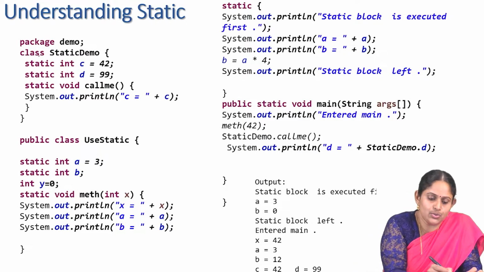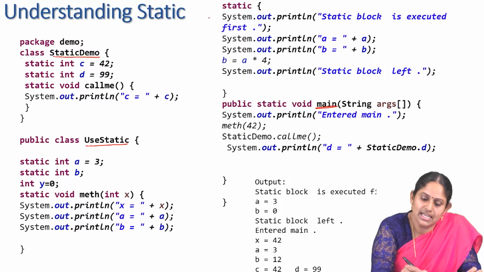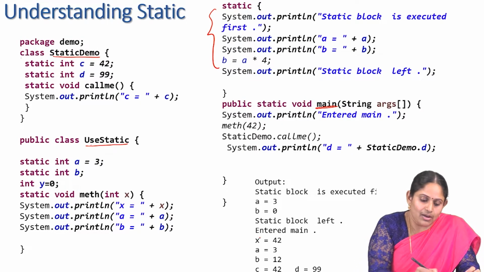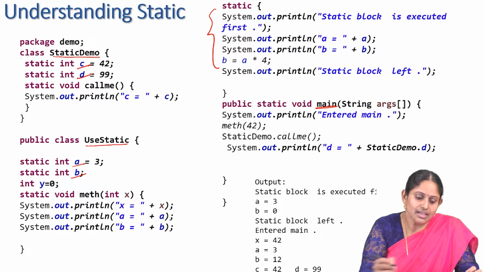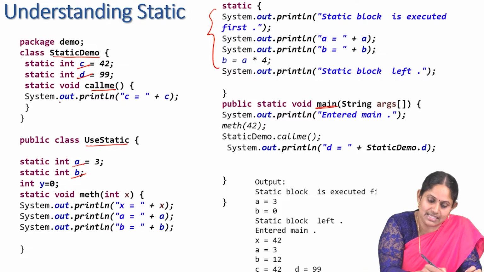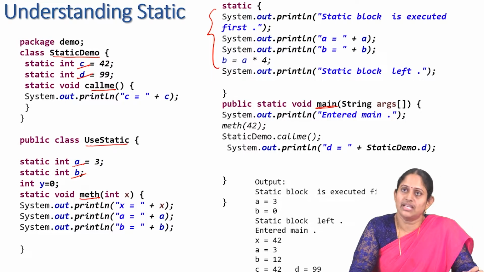So here we have two classes. One is staticDemo and the other is useStatic. The useStatic class has the main method. It has a static block also. Also, there are four static variables A, B, C, and D, and there are some static methods, callme and meth. Now let's see how the working happens.